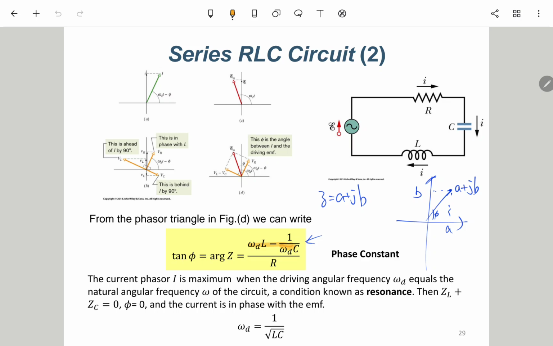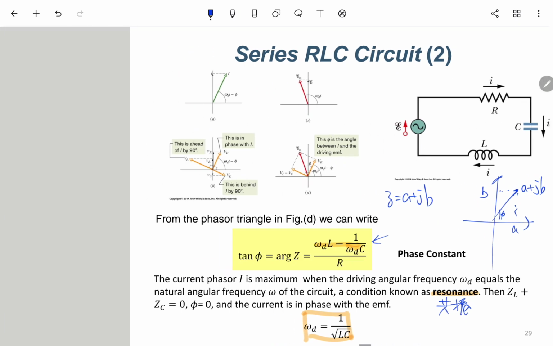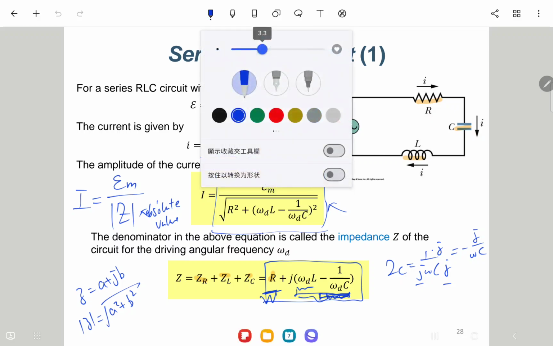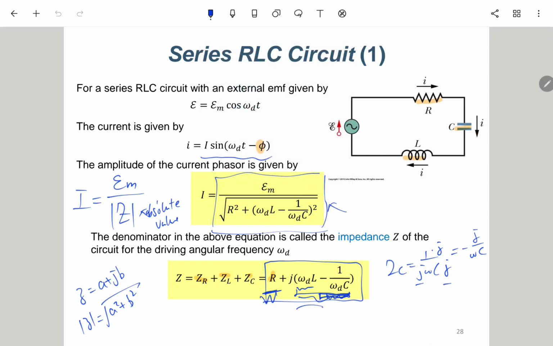And then here, different from the damped oscillation, we have this omega d to be 1 over square root of LC. This is the oscillation, the resonance, 中文叫做共振嘛，共振。Okay, so the condition is met when the imaginary part is 0. So this part equals 0.